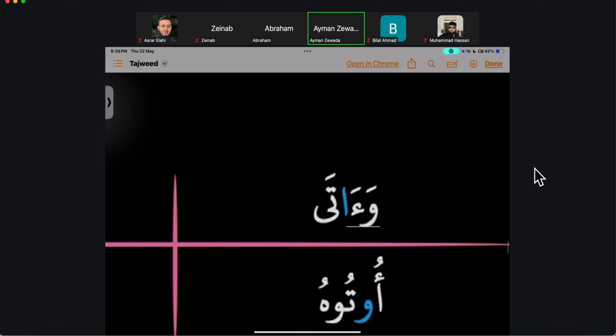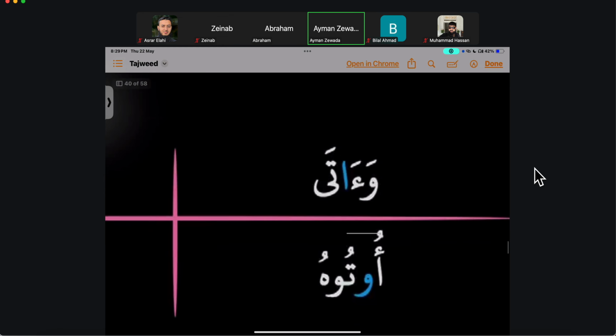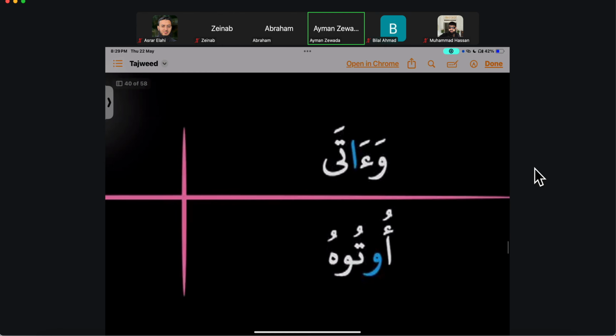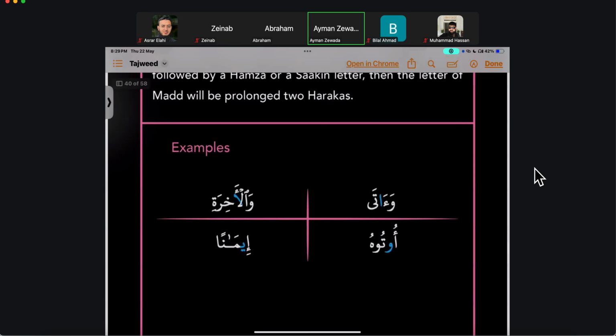Now, the letter of interest here is the alif. Okay, the alif, waw, ya. Before it is a hamza, but after it, there is neither a hamza nor a sukoon. Therefore, this alif here takes on the same as it would be if it were a natural mad, and it's just 2 harakas. Over here, utuhu. Same concept.